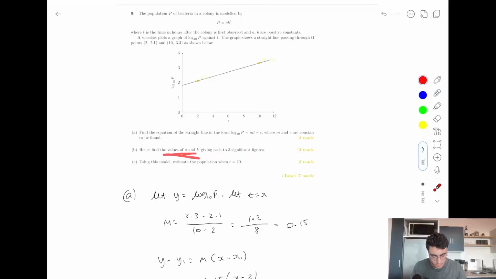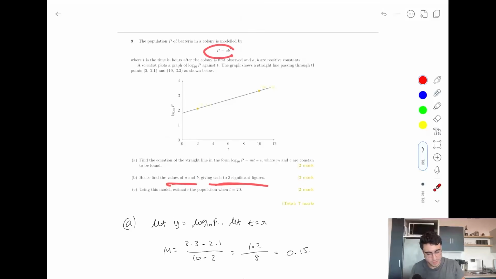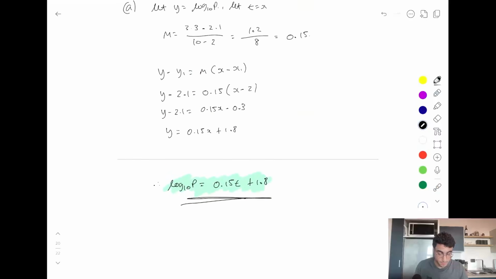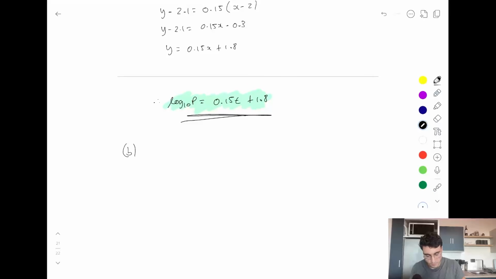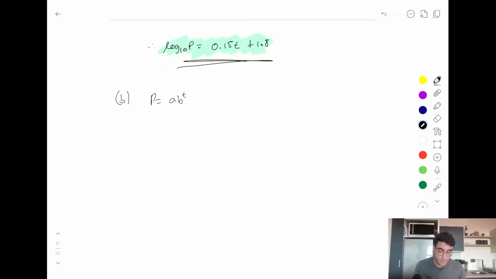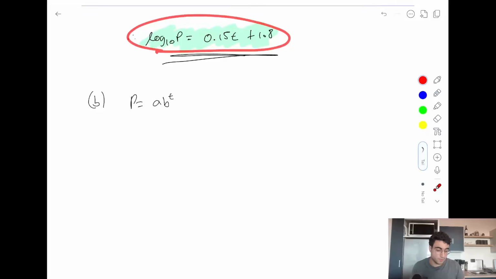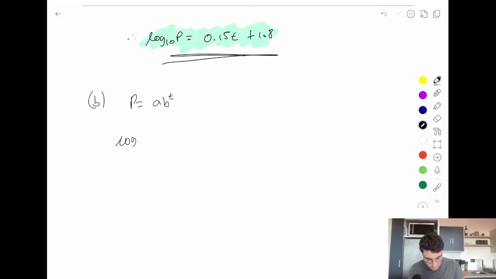Okay. So, A and B. Well, remember, P is equal to A B to the power T. So the way I'm going to do this, guys, is I'm going to take logs of both sides. And then I can correspond it to this. So I'm just going to say log P is equal to log of A B to the power T.